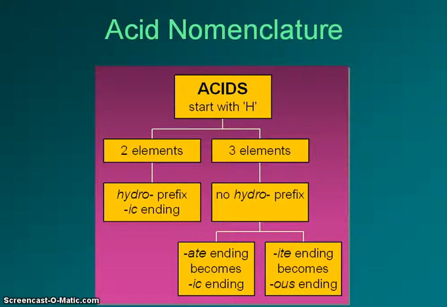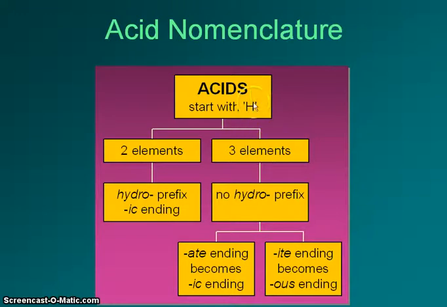For naming acids, there's two different ways to look at it, and you have to first identify how many elements are present in the formula. If there's only two elements, like HCl, then you would follow this method where you use the hydro prefix and the ic ending. So we would say HCl would be hydrochloric acid.